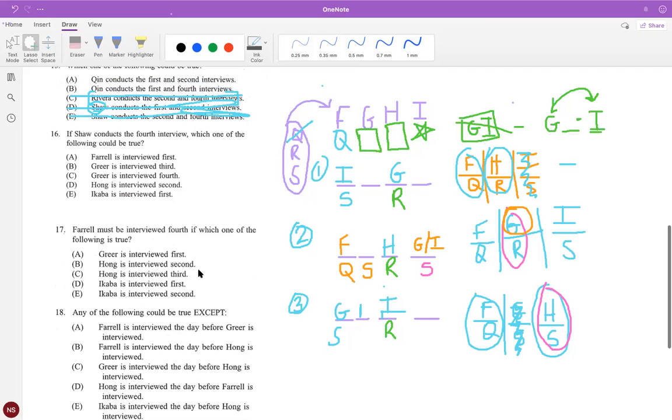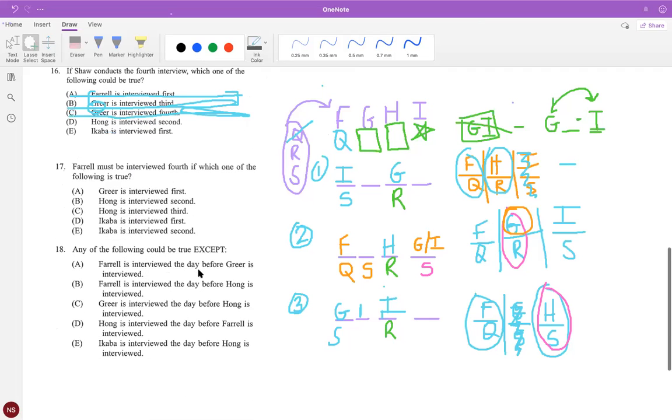All right, so excellent. All right, so now let's do 17. Let's do it. Okay. So Farrell must be interviewed fourth if which one of the following is true. So FQ and fourth. And so where could we potentially have F in fourth? So I want to say in the fourth one. Okay, and anywhere else?